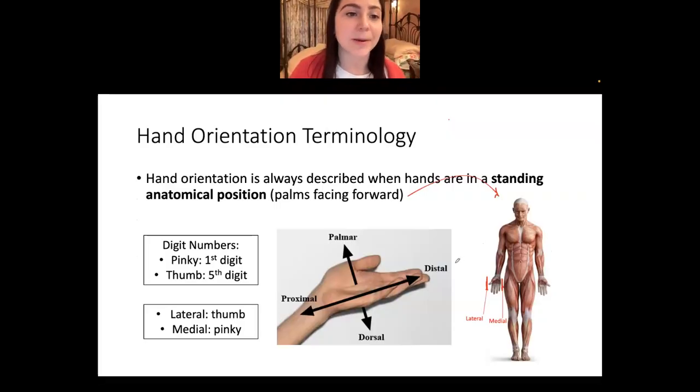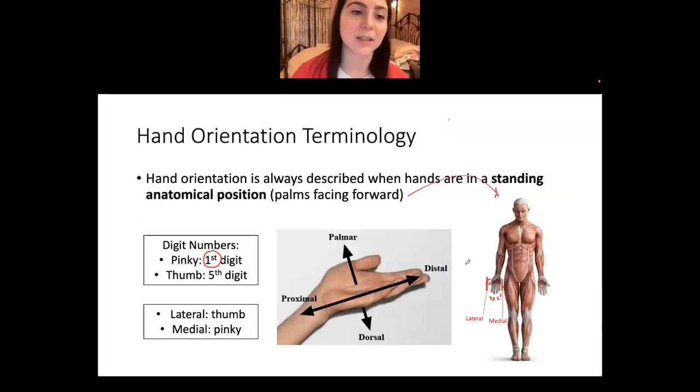Another thing is they'll talk about numbers, like the ulnar nerve innervates digits 1 through 3.5 or whatever. The median nerve 1 through 3.5. The first digit is going to be the pinky, and then the thumb is going to be the 5th digit. So it goes 1, 2, 3, 4, 5. Sometimes they'll say the lateral fingers. That's the only time it's a little different.